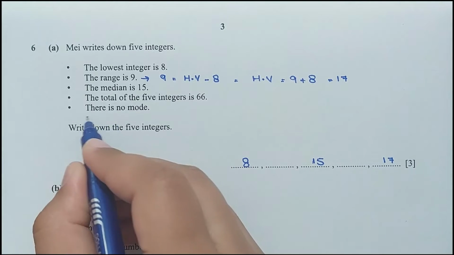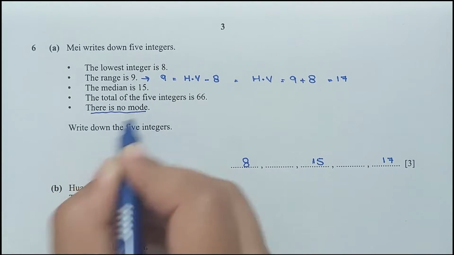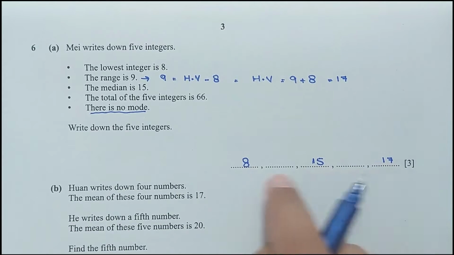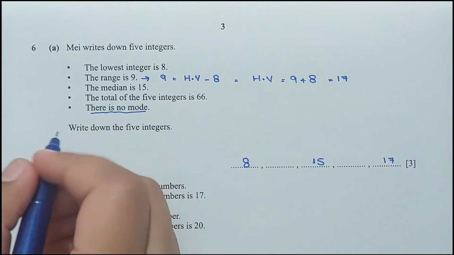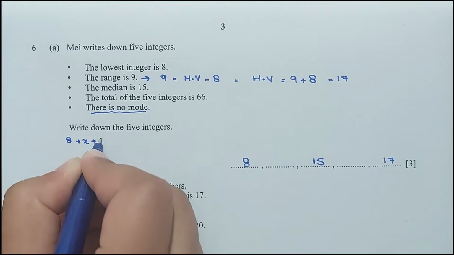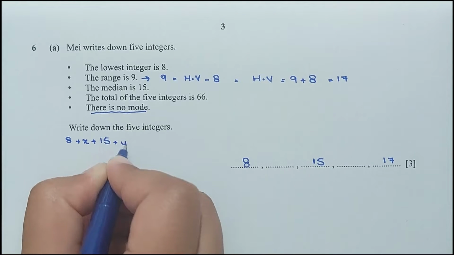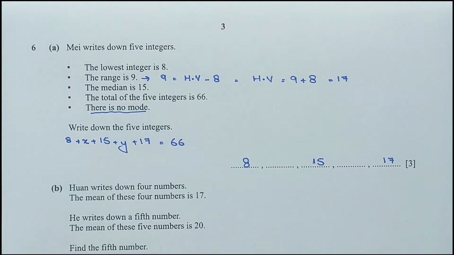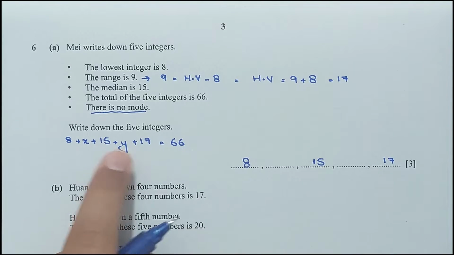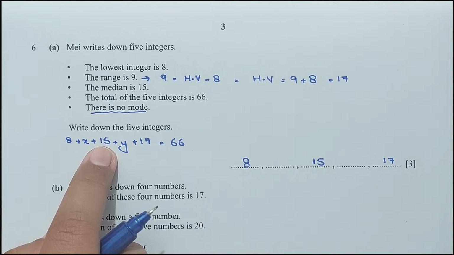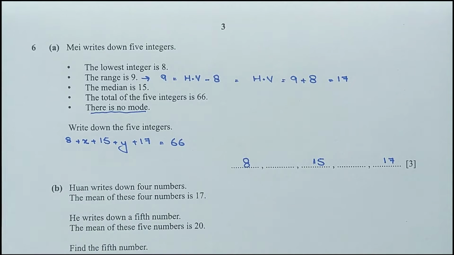And the next information is there is no mode, no repeated value. Write down the 5 integers. So we have done 3 integers, 2 are left. Since there is no mode, the first is 8, the second, let's say, x, the third is 15, the fourth, let's say, y, and the fifth is 17, and their total should be 66. x and y are not repeated, and x should be more than 8 but less than 15, and y should be more than 15 and less than 17.